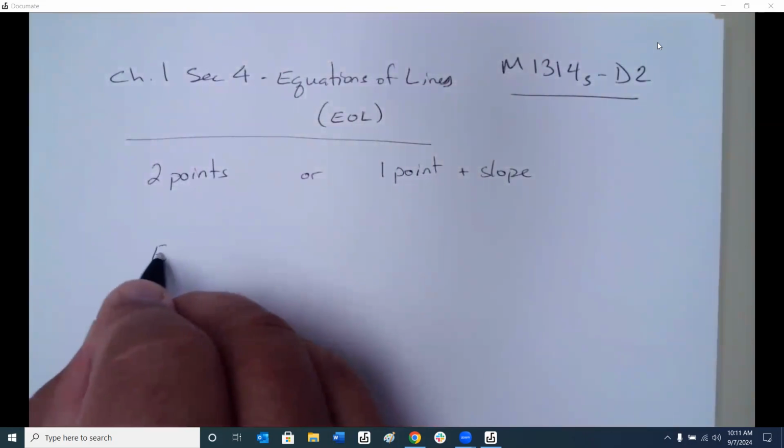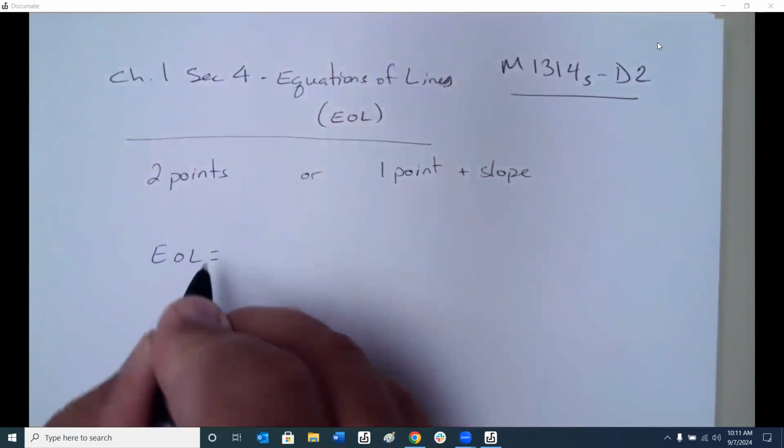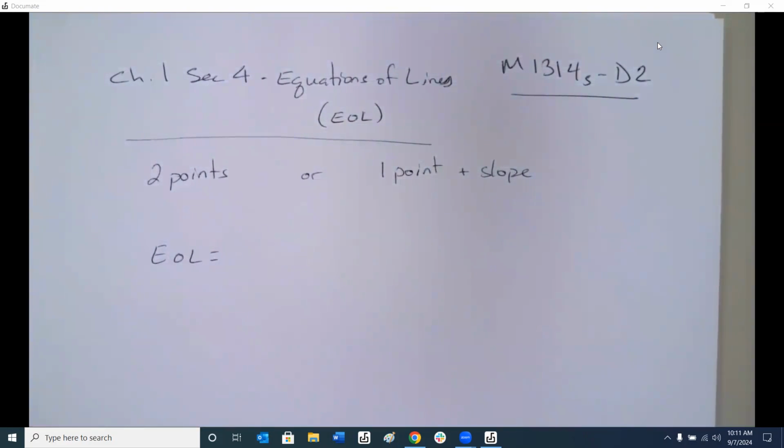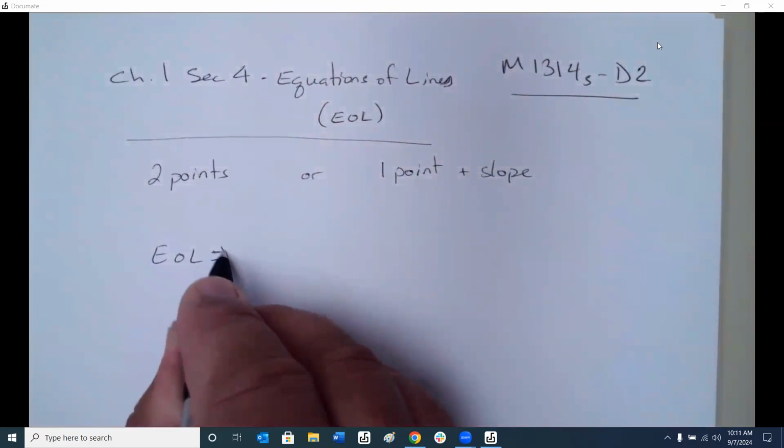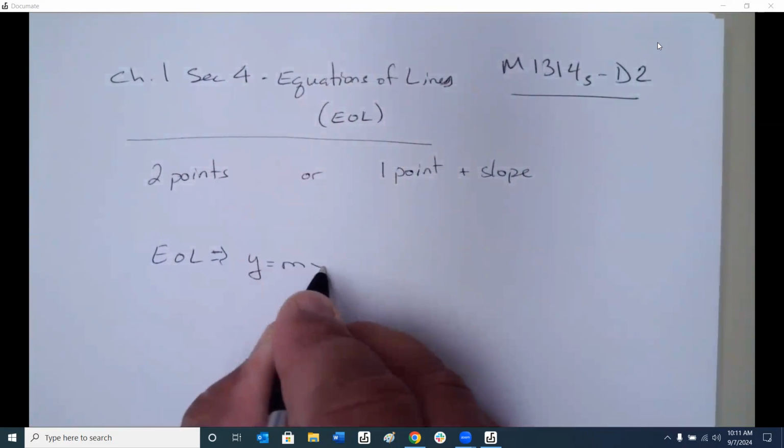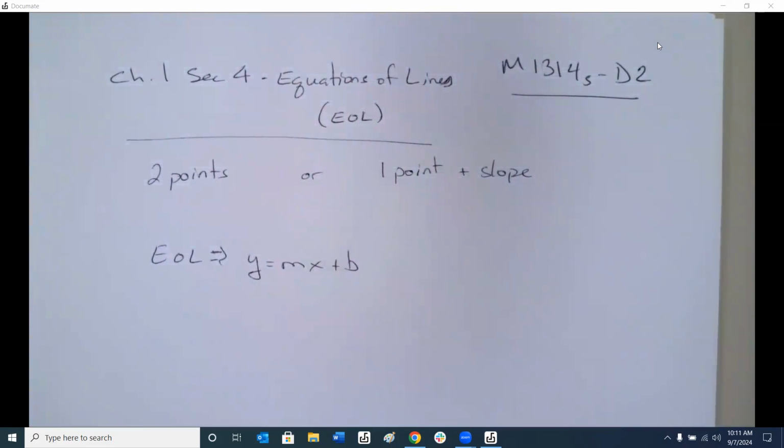Because what is an equation of a line? What formula are you going to use? What's the only formula of a line that pops into your head when I say equation of a line? Yes, exactly. Y equals mx plus b.